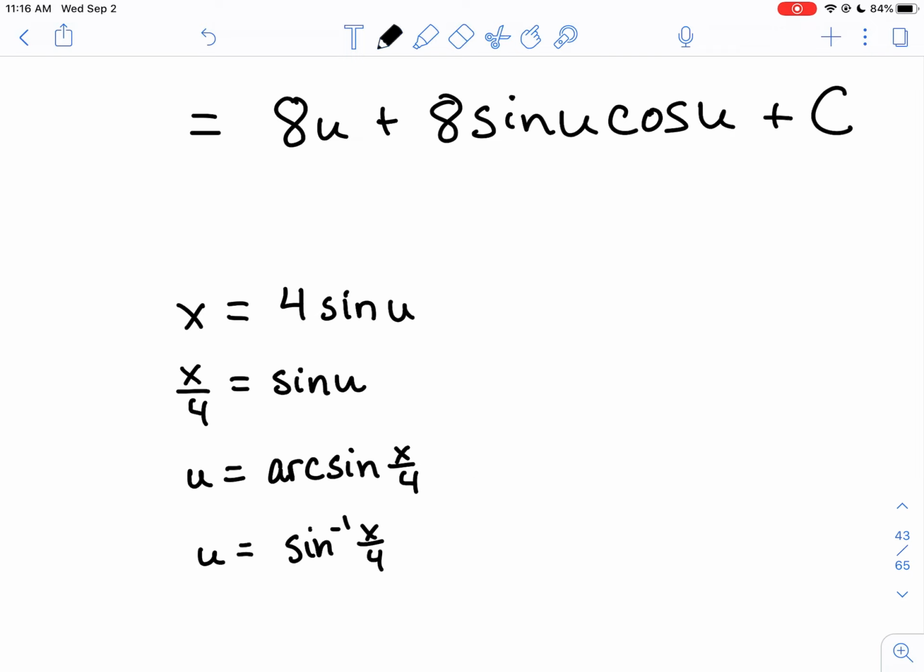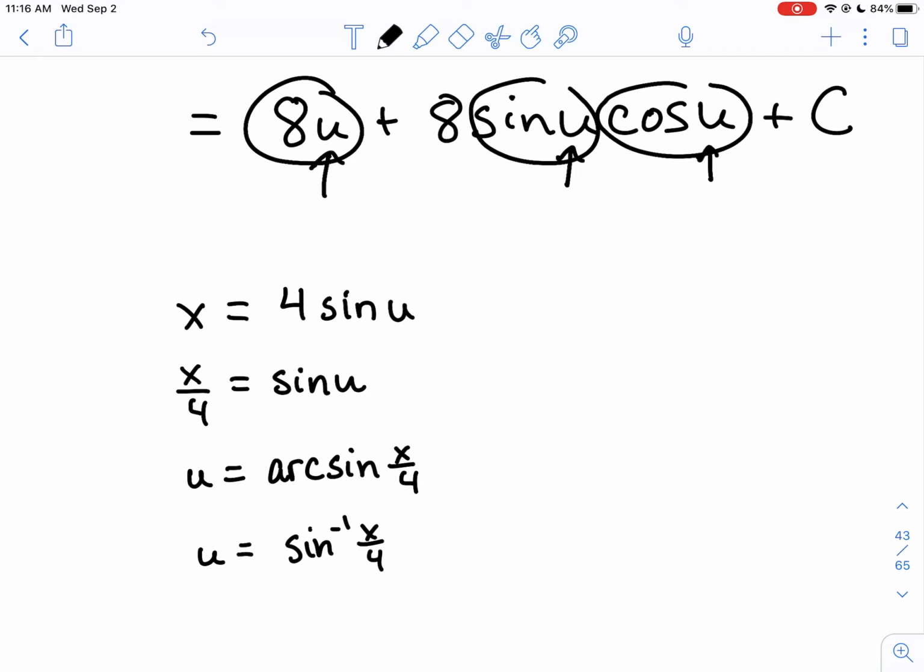So that's going to help me do a back substitution right here, so I'll be able to just turn that u into an arc sine of x fourths. I could also just change those u's to arc sine of x fourths, but then you wind up with complicated looking expressions like the sine of the arc sine and the cosine of the arc sine.